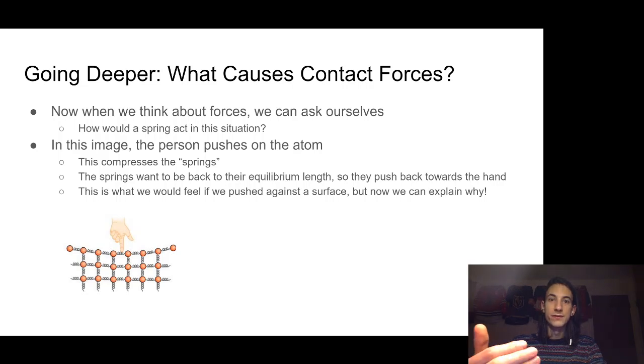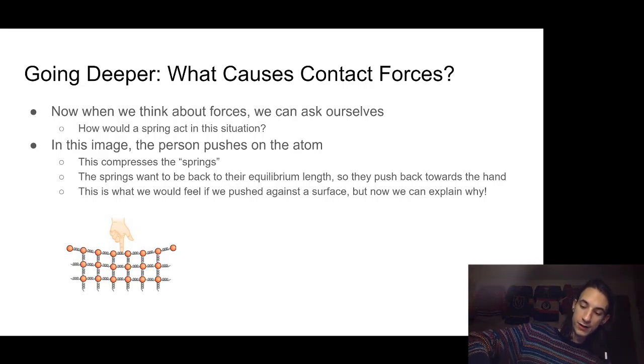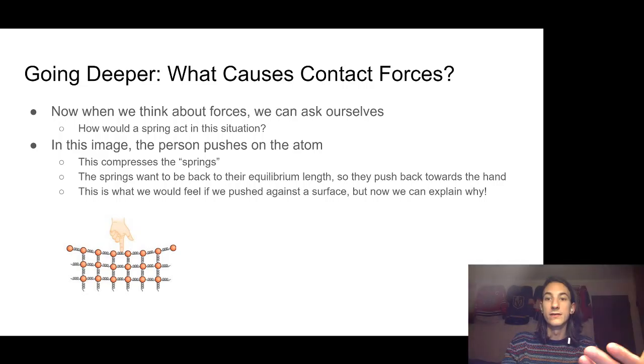But so what the person is doing in this picture, they're compressing the springs. The springs want to be at their equilibrium position. So they would push back on the hand and apply an upwards force on the hand so they could go back to their equilibrium position. And if you pushed on a surface, you would feel this push back on you. You would feel an upwards force. And that's exactly what happens and how we can explain it with this model.